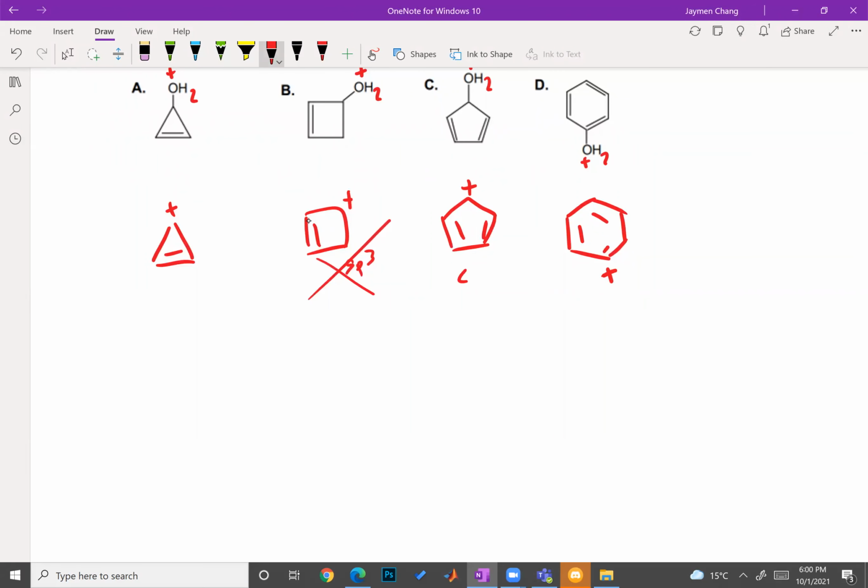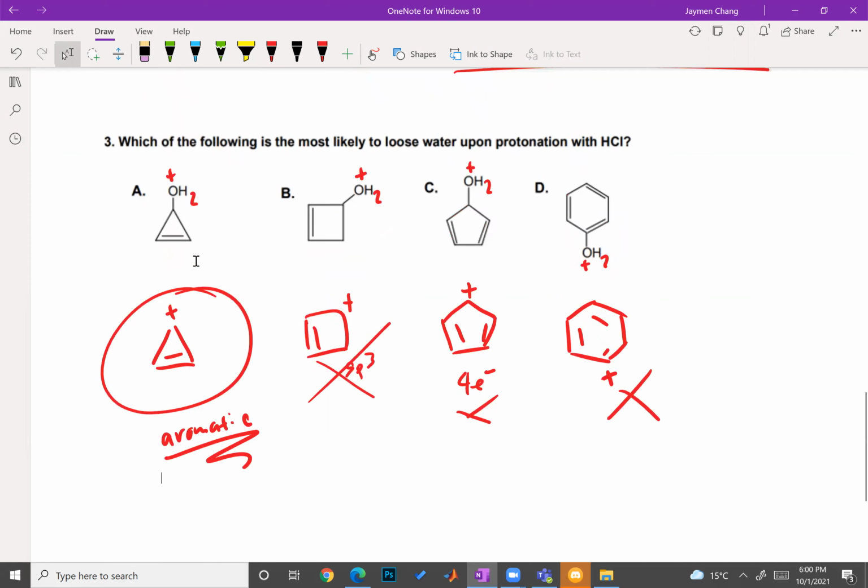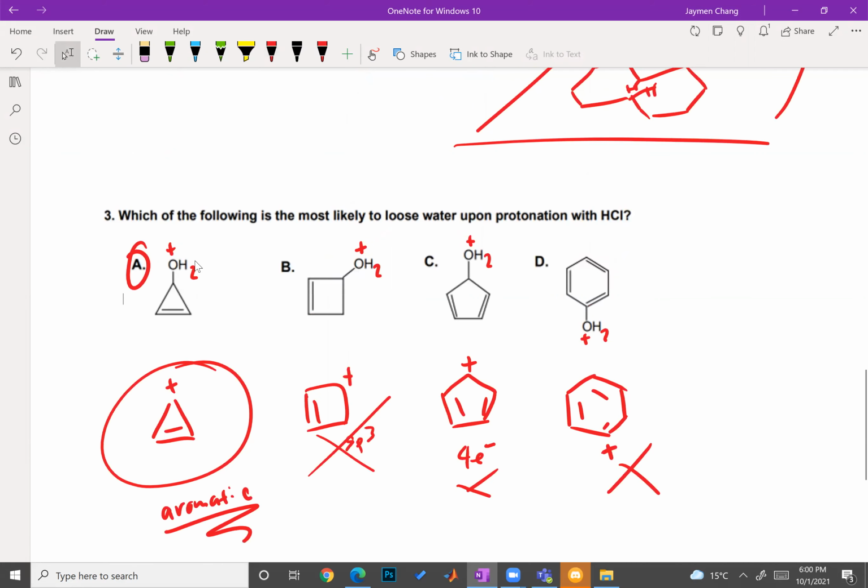Here we have 4 electrons, so it's not aromatic. And here, there's a plus charge on the double bond, that's very bad. We don't want that. So actually we're going to do this one because we'll see that's actually aromatic. So notice how after it loses water, it's going to be aromatic, which is good. It's very stable. So that means that this is the most likely to lose water after its protonation.